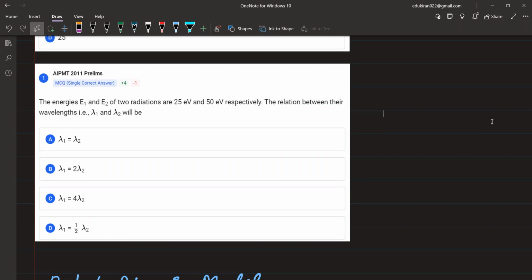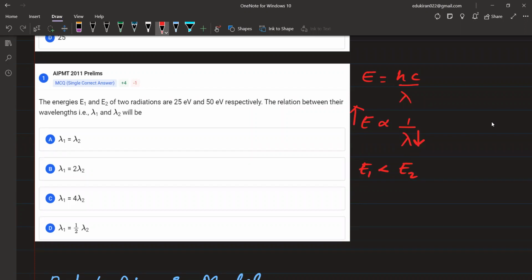किसी का आंसर आया है? Yes, Farhat, yeah, correct, Farhat. That is correct. Yes, Saif, correct. E is equal to hc upon lambda. That means E is inversely proportional to lambda. जिसका E बड़ा उसका lambda छोटा. ठीक है, that means E1 E2 इस तरह से, करेक्ट.